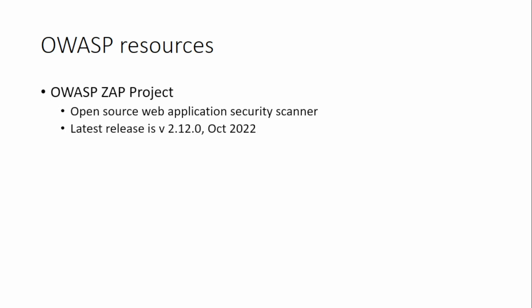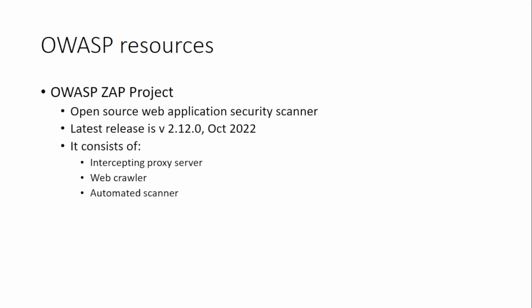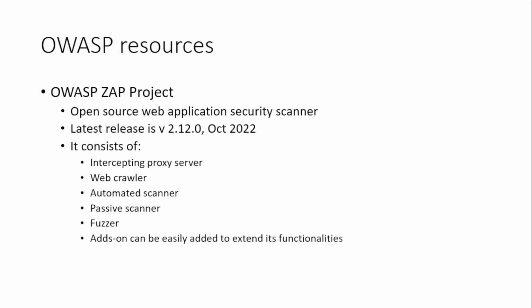Then there is the ZAP project. This is an open source web application security scanner. The latest version, as I am recording this video, was released in October 2022, and it consists of an intercepting proxy server, a web crawler, an automated scanner, passive scanner, a fuzzer, and add-ons that can be easily added to extend its functionalities, and many more things. It's the OWASP version of Burp Suite if you already used Burp Suite before.